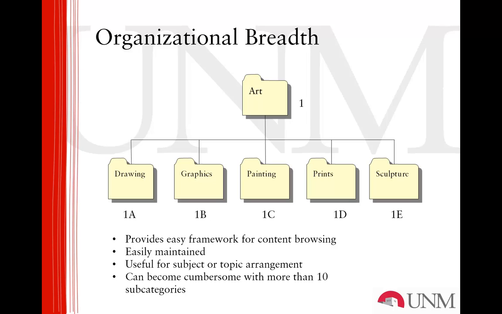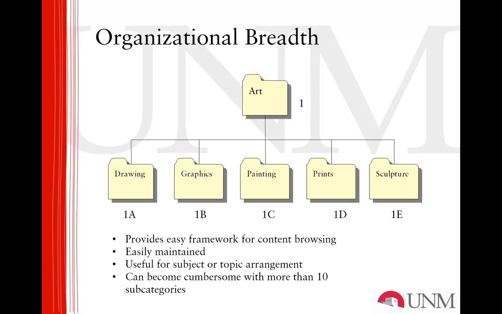So the alternative to having a very deep organizational structure is to have a very shallow one that is very broad, which is shown in this slide here. So here under art we have basic genre types in art that one level of directory folders is representing. There will be a lot of files in each one of these folders if we don't subdivide under painting by acrylic and by oil and by watercolor, etc.